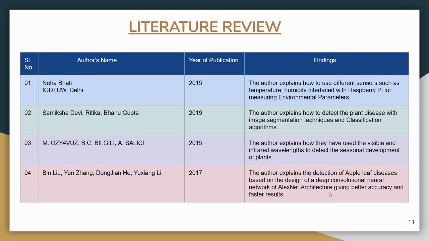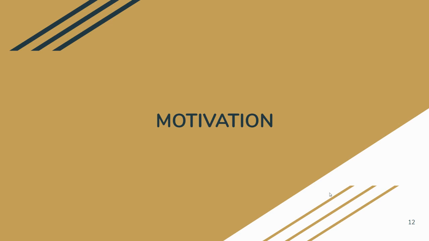In the second paper, the author explains how to detect plant disease with basic image segmentation techniques and classification algorithms. In the third paper, the author explains how they have used the visible as well as the infrared wavelengths to detect different seasonal development of plants. In the fourth paper, the author explains the detection of apple leaf diseases based on the design of a deep convolutional neural network of AlexNet architecture.